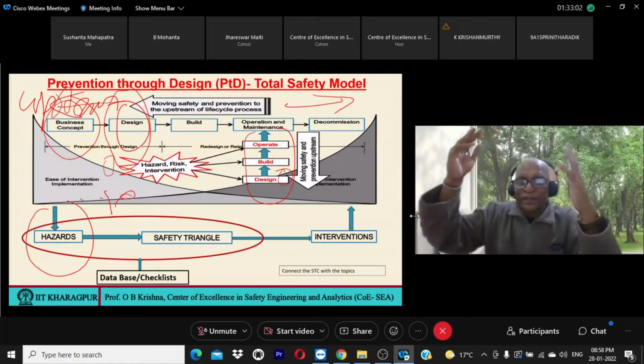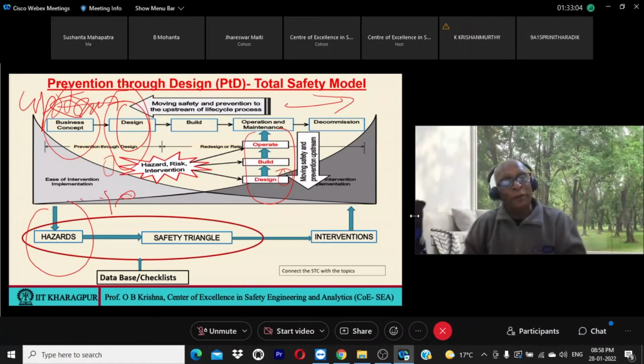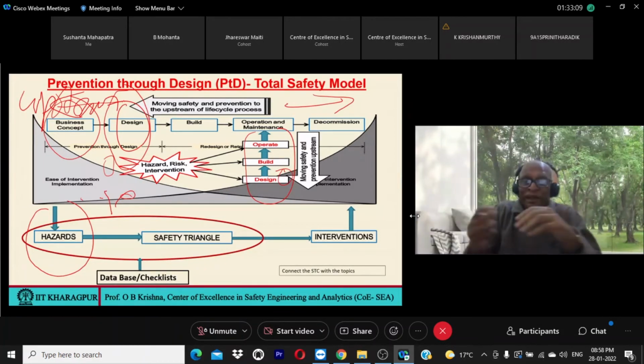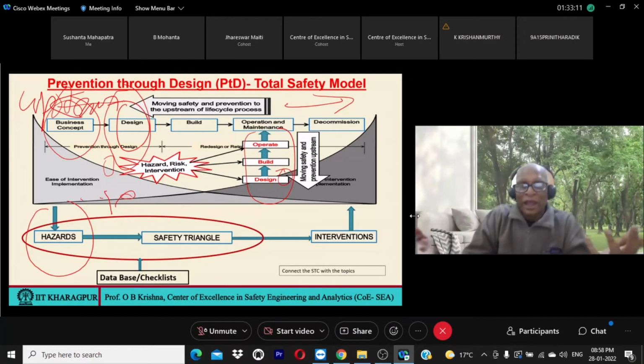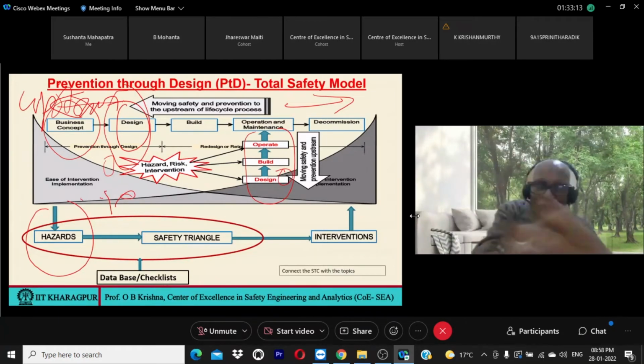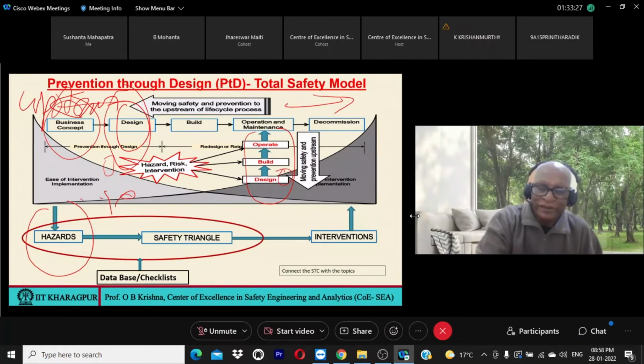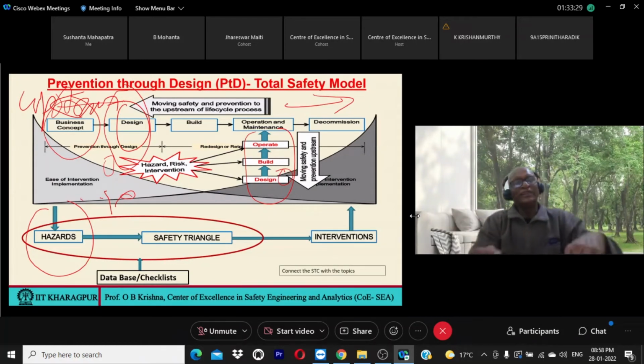In the construction stage, probably the people may not be able to understand scaffolds and powered access systems. I should put it here itself: you should use the powered access system for the lifting. You should use the proper scaffold. I should put it here itself at the design stage. I should give the specification at the design stage. It will happen by understanding the hazards, the risk, and the intervention. It can be done using the safety triangle.